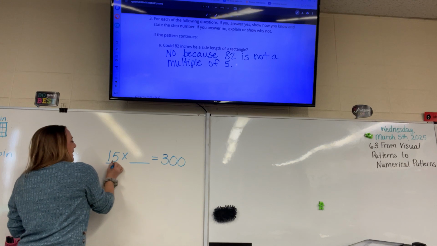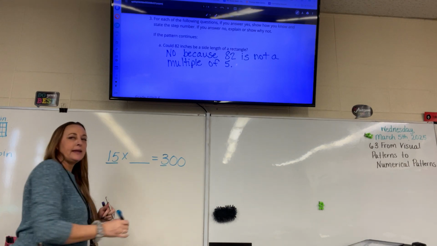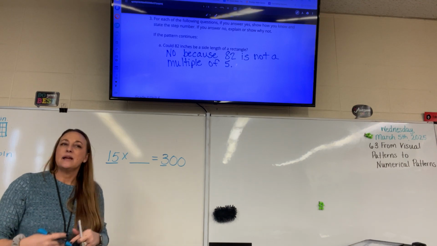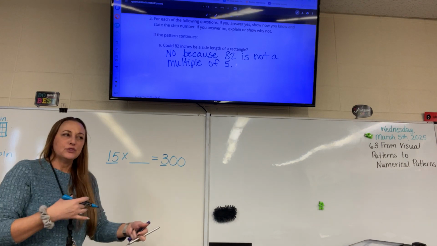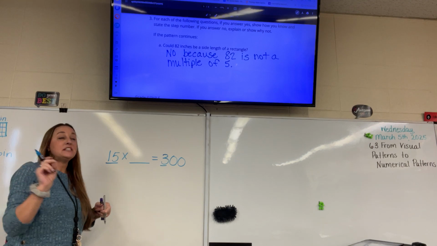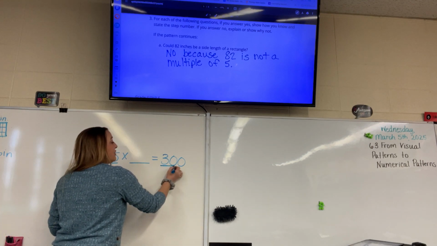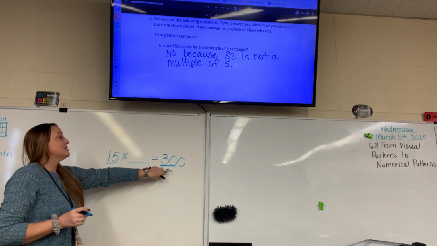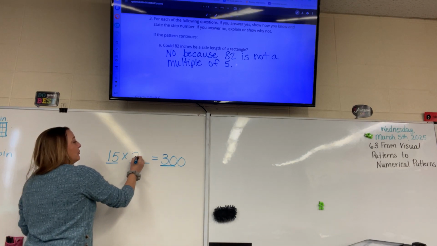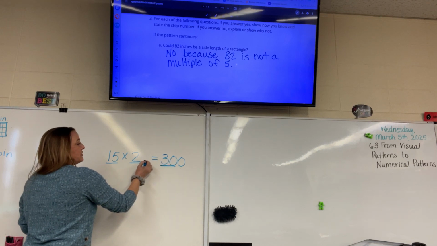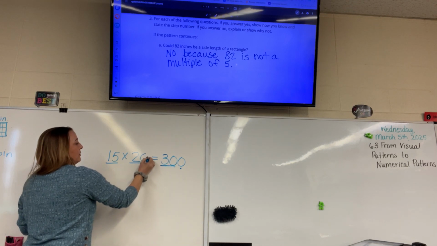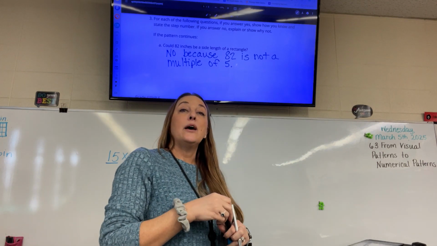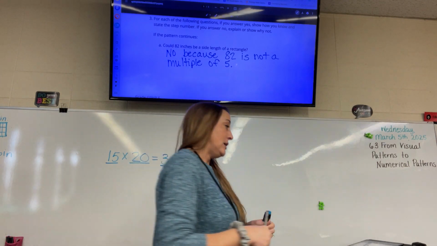Can you multiply 15 times anything and get 3? No. 15 times nothing equals 3. Can you multiply 15 times anything and get 30? Yes. What would you multiply 15 times to get 30? 2. And then our zeros have to balance. So we've got one extra 0. So on the 20th step, the area would be 300.